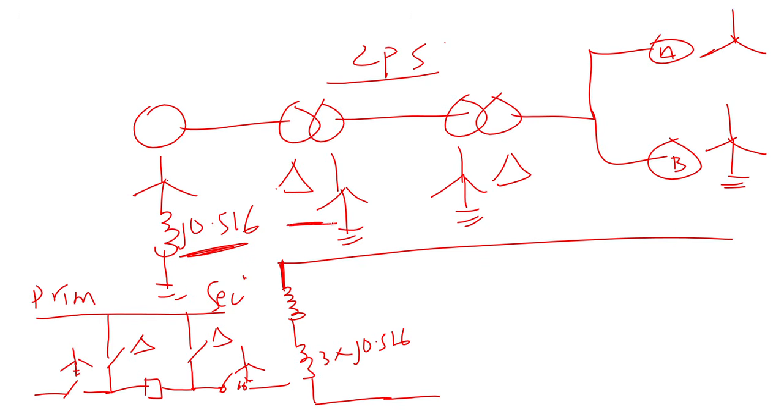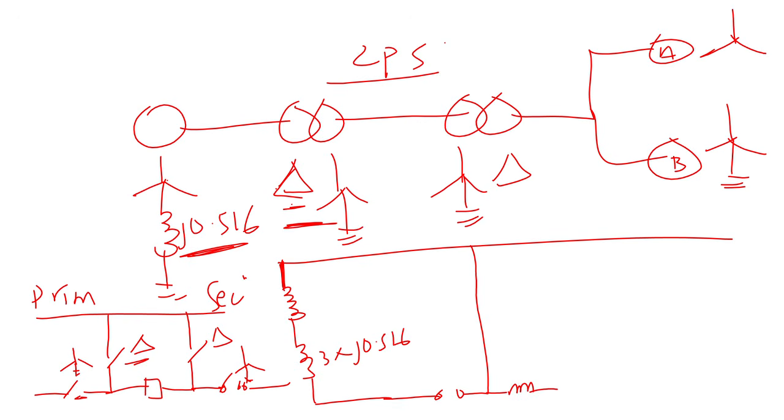So let's look at the first transformer. The primary side is delta. So I'm going to open this switch and close the delta switch because it's delta. And I bring the reactance of the transformer.